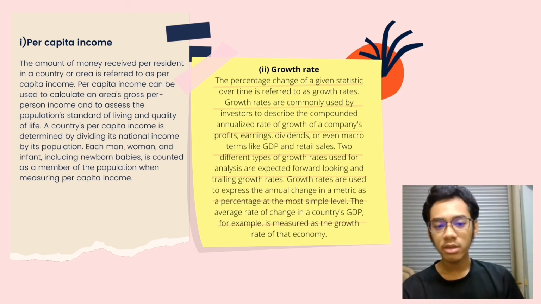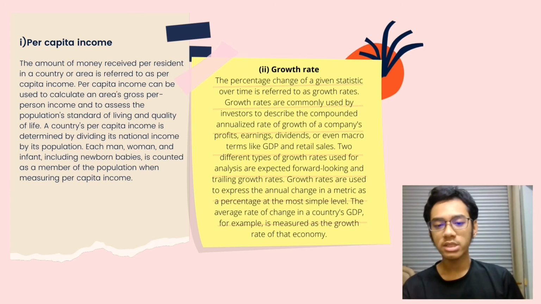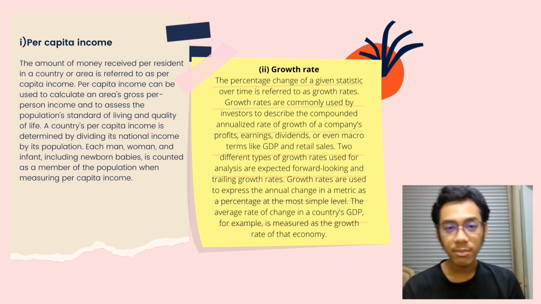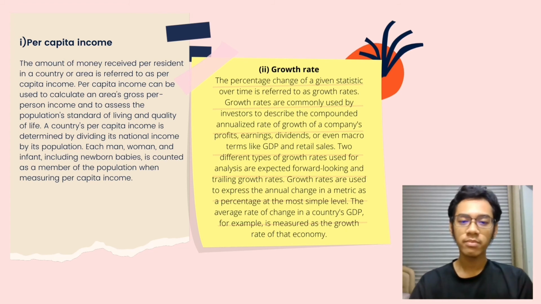This includes each man, woman, and infant, including newborn babies, as a member of the population when measuring the per capita income. This is different from the other traditional measures of an area's wealth, such as household income, which counts all persons living under one roof as a household, and family income, which counts those living under the same roof who are related by birth, marriage, or adoption as a family.